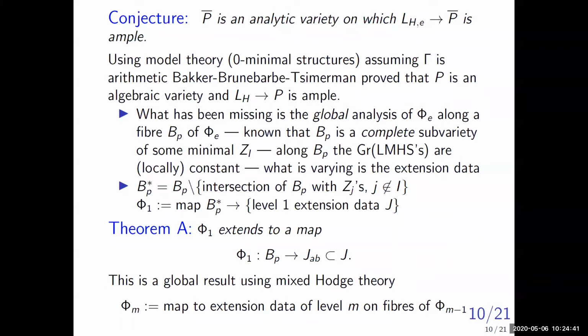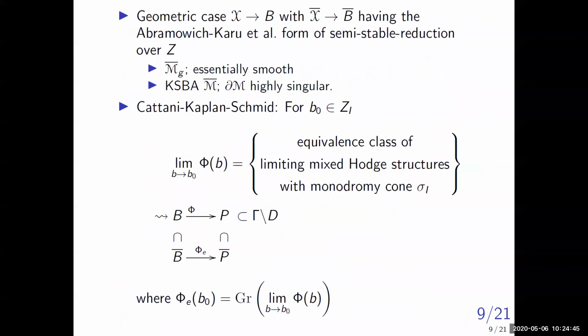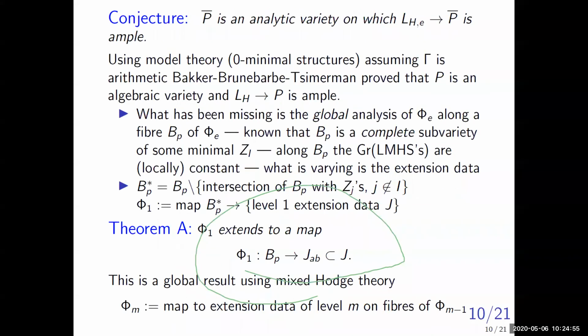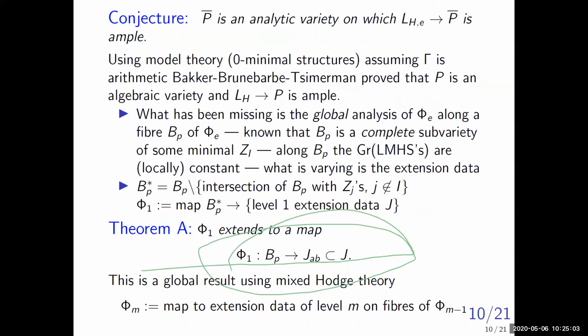What is known is that the fibers, the set theoretic fibers of this map phi E, are subsets of B bar, and what's known is that they are complete subvarieties. And as such, they'll lie in some minimal stratification, Z_i, and along these fibers, the graded limiting mixed Hodge structures are constant locally. What is varying is the extension data.